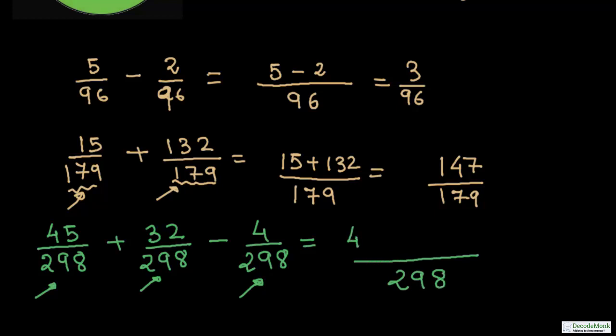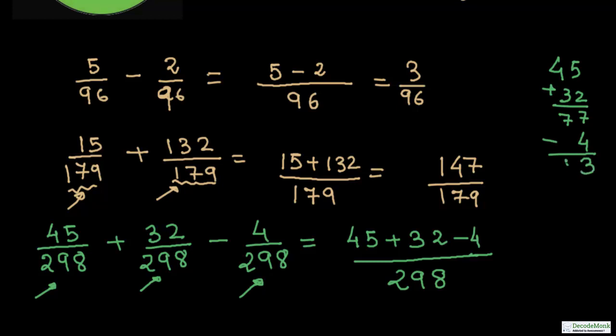Instead of drawing pictures and taking time to solve it, we will do that numerically. 45 plus 32 minus 4. So you can solve it very simply. 45 plus 32 is 77, minus 4 will be equal to 73. So this will be equal to 73 by 298. In such a way we can add or subtract like fractions.